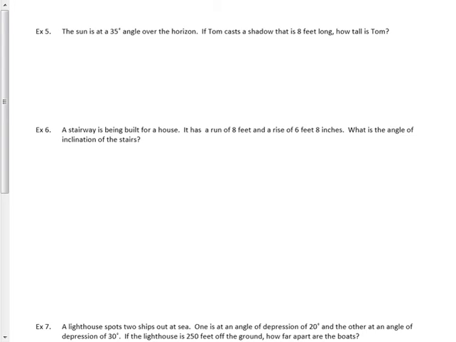The sun is at an angle over the horizon of 35 degrees. Tom is casting a shadow that's 8 feet long. We don't know how tall Tom is. So I draw a picture. We've got the sun over here. The sun has some beams that go down to the horizon, and in the triangle that we want, this is it. The angle right here is 35 degrees.